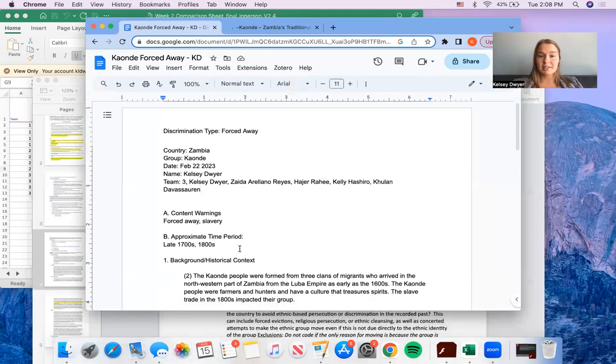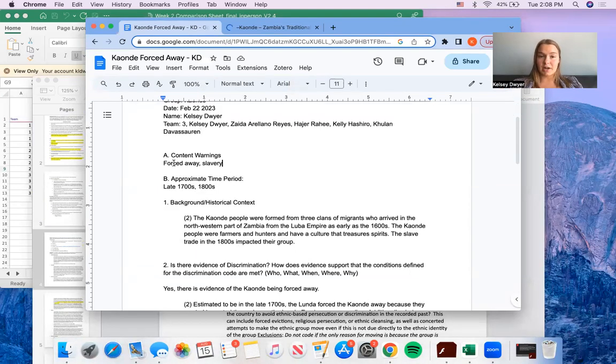So I like to start here with the content warnings. This can be anything that might be triggering for someone, some sensitive information. This is something new to the lab, and we're very open to questions about it if you ever have a question. So content warnings for this. With the information I found, I thought that forced away, the code itself, is sensitive information, as well as slavery or forced labor.